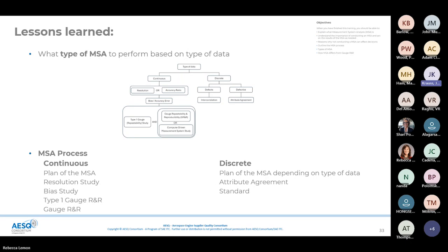And then the MSA process for discrete. So again, planning out your MSA study, completing your attribute agreement study, and making sure that you have a calibrated master standard as well. Next slide.